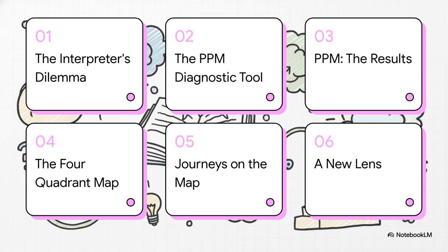Okay, so here's how we're going to break this down today. First, we'll tackle the interpreter's dilemma head-on. Then, we'll get into the PPM, which is a really cool diagnostic tool. We'll look at the results it produces, how they fit onto a four-quadrant map, and even see how people can journey across that map. And finally, we'll see what this all means. A new lens for interpretation.